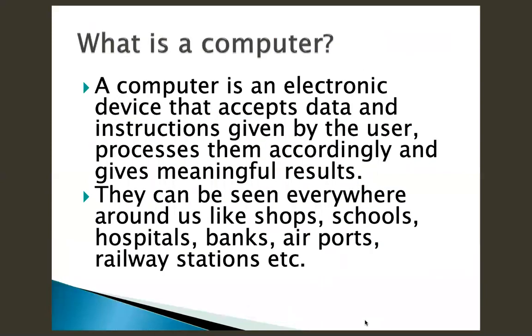What is a computer? As we know, a computer is an electronic machine that works on electricity. We can compare it with a magic box, right? Because it can do a variety of jobs at a time. It accepts our data and instructions given by the user. It will process them and accordingly give the meaningful result.